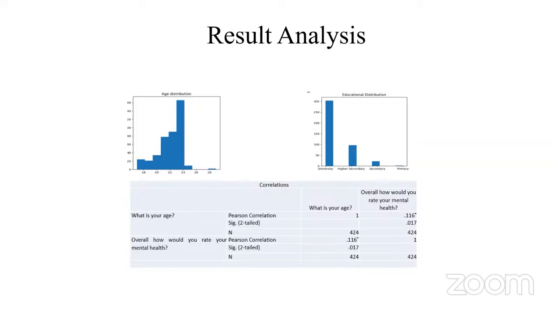At the bottom of the page are the correlations: Spearman correlations between age and overall mental health. Overall mental health is 0.116 with a significance level of 0.05.